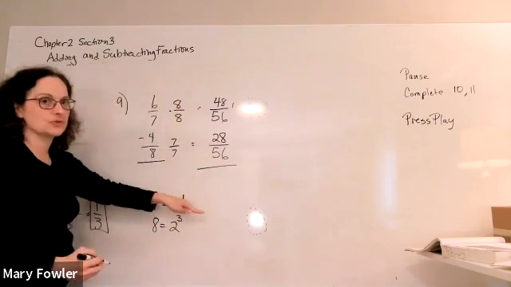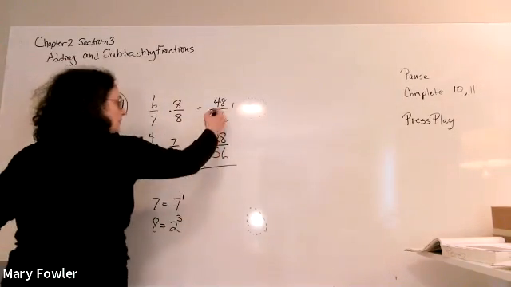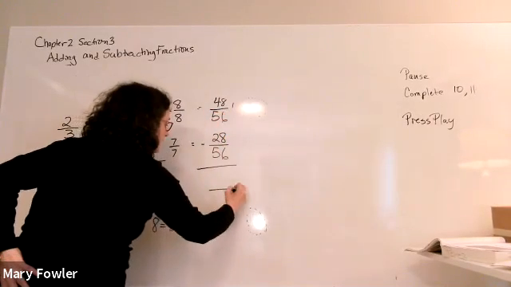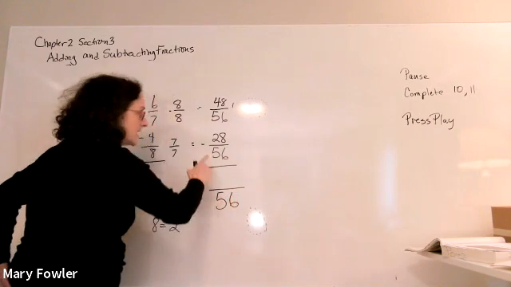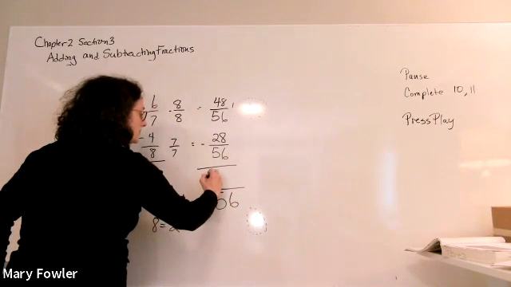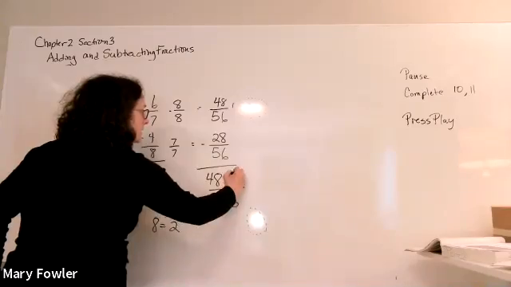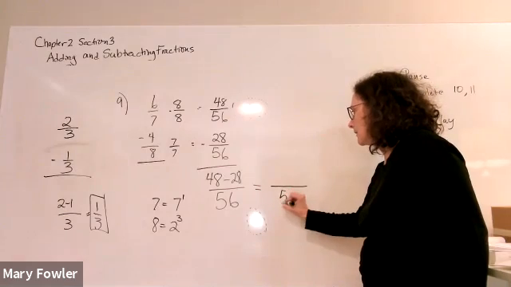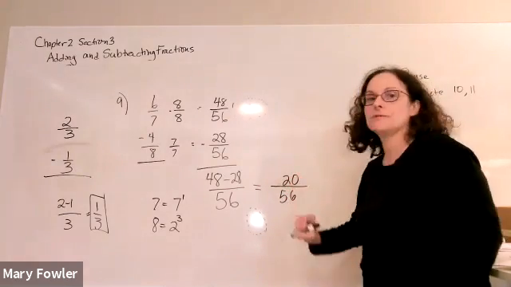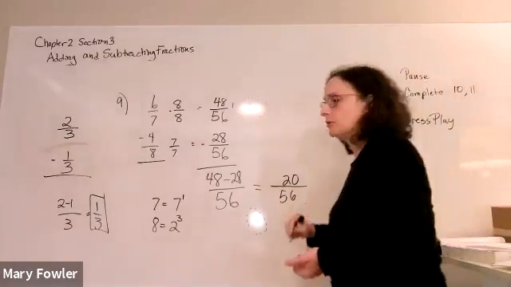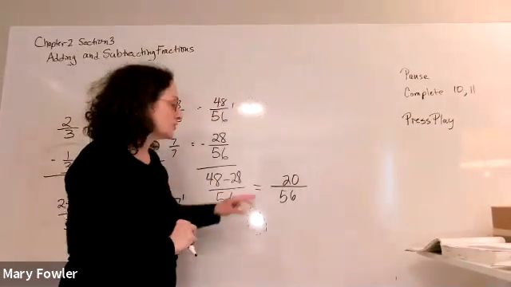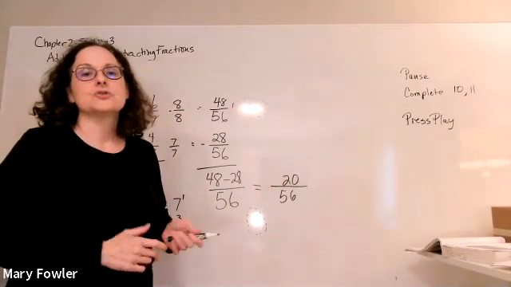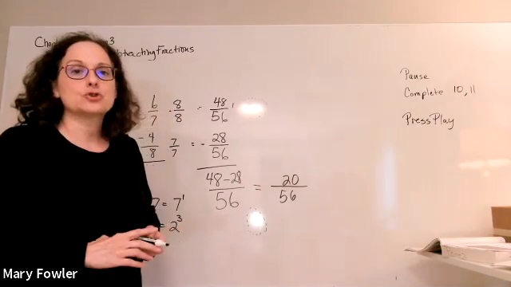Okay, so we're going to subtract down here. 48 minus 28, 48 over 56 minus 28 over 56. So my denominator is now 56, and my numerator is going to be 48 minus 28, which is 20 over 56. So that's a correct answer, but it's not in lowest terms because I noticed that both the numerator and the denominator are even. So I want to rewrite them in lowest terms.